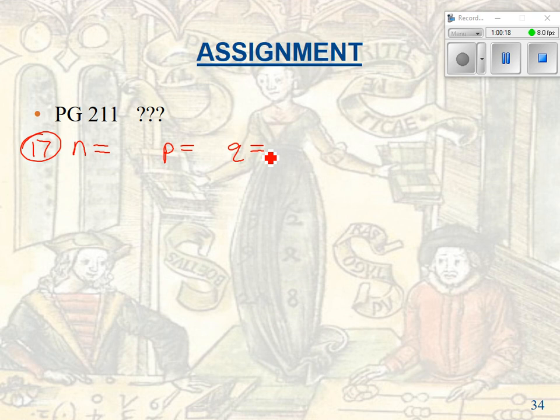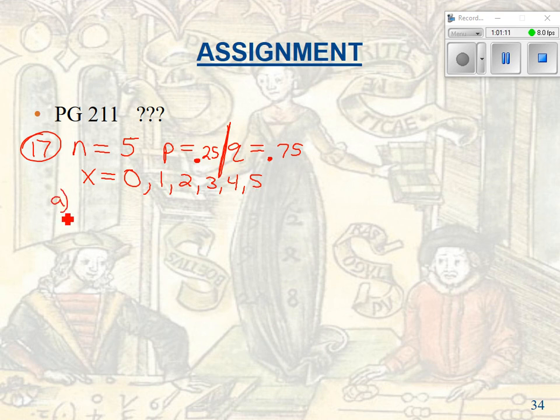What's N this time? How many questions are we guessing on? 5. What's the probability? 5 questions, so 4 possible answers. 0.25. What's Q then? 0.75. And then our X, what's all the things X could be? How many could we get correct? You guys are optimistic, right? You're guessing, I'm going the other way. 0, 1, 2, 3, 4, or 5. Those are all our possible X's.